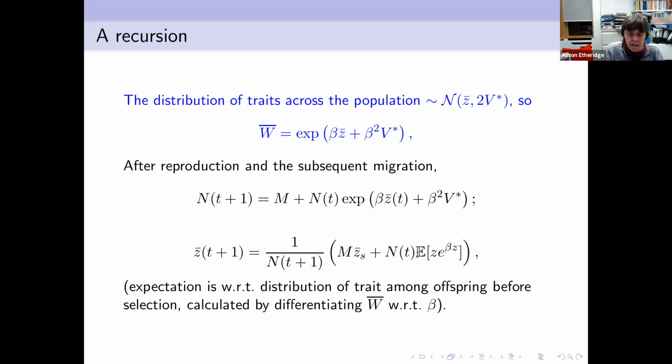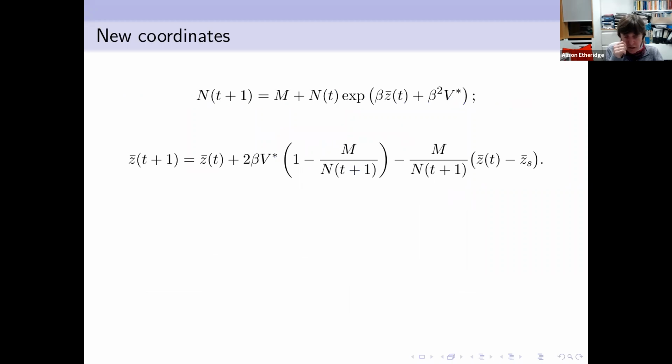And how do I calculate this quantity? Well, it's easy, right? If I can calculate the expectation of e to the beta z, I can calculate the expectation of z e to the beta z because I just differentiate with respect to beta. Okay. All right. So now I've got a nice recursion, and it turns out I can solve it.